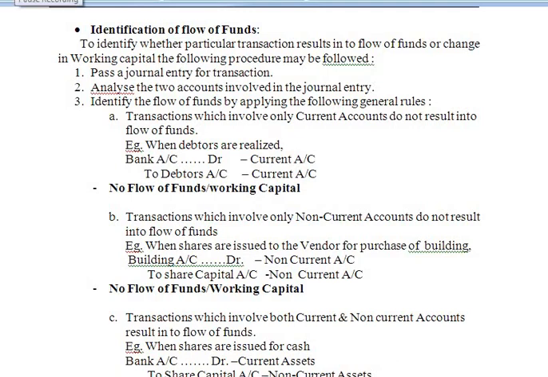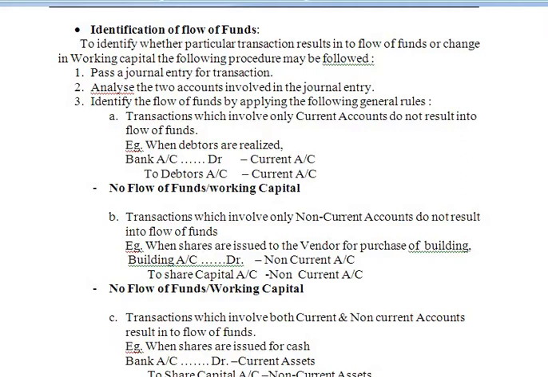In today's class, we are going to discuss the identification of flow of funds and the treatment of various items. Okay, first we'll discuss how we can identify whether there is a flow of funds or change in working capital. To identify whether a particular transaction results in flow of funds or change in working capital, the following procedure we need to follow. Okay, the first step in the procedure is to pass a journal entry for the transaction.